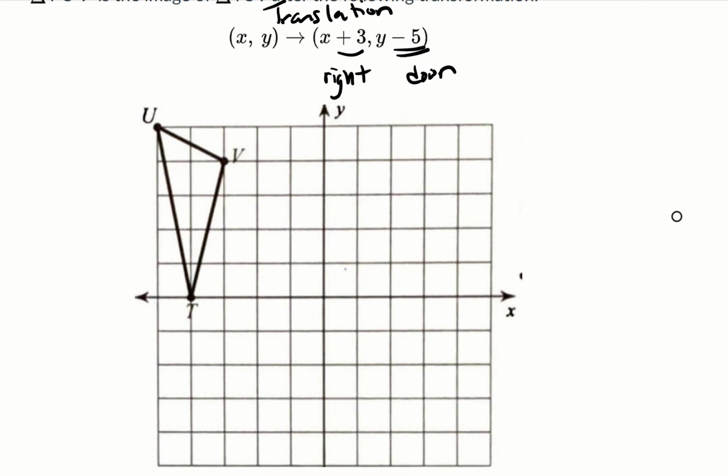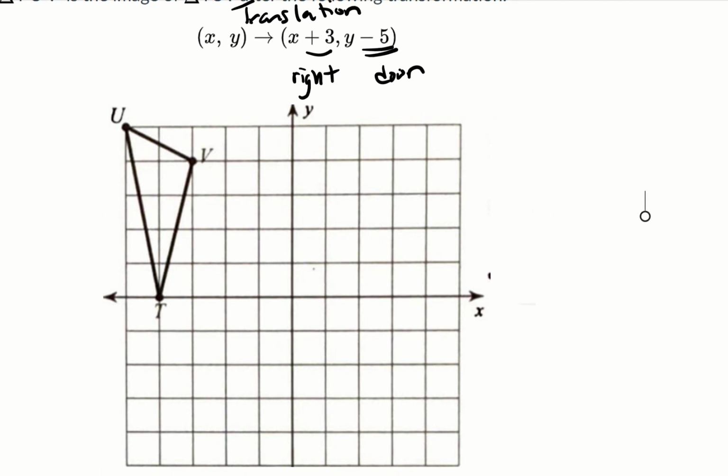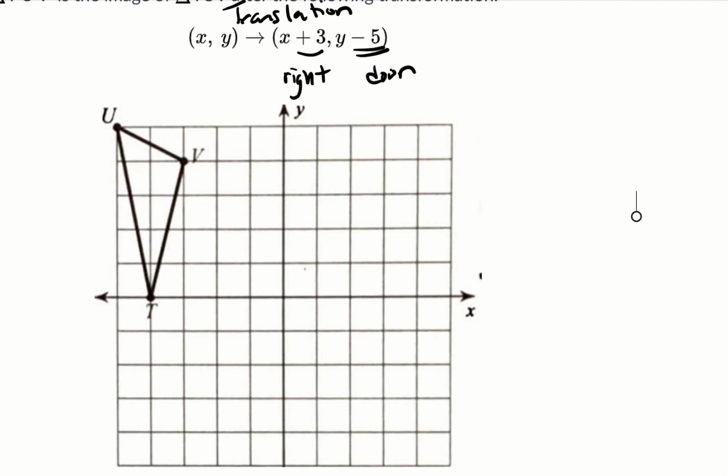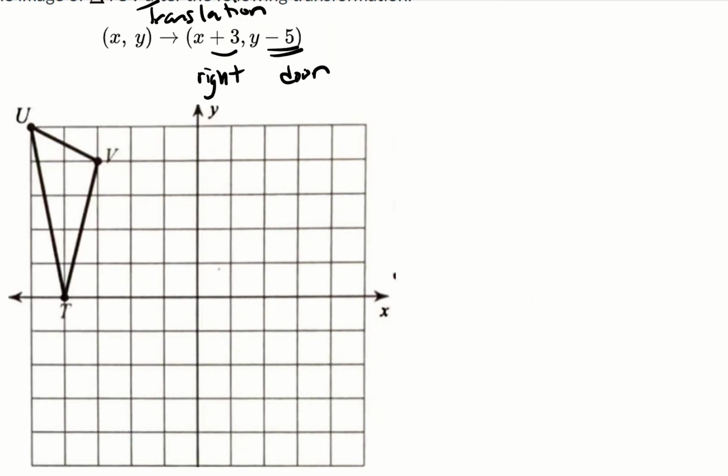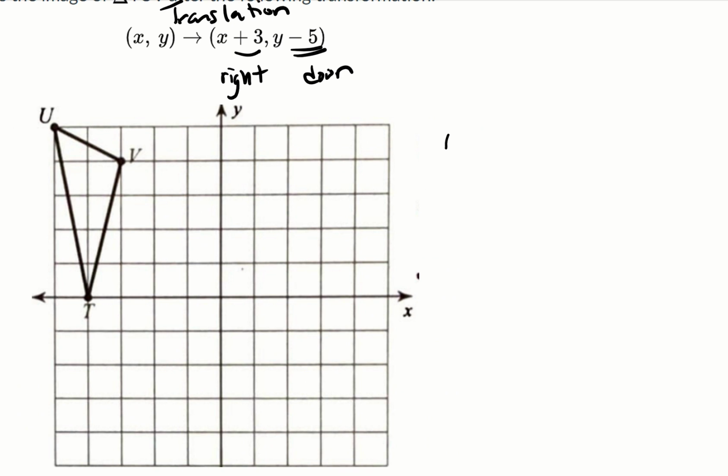And so you can transform the coordinates directly by adding to the x and y, or you can actually physically move the coordinates. So I'm going to show you how to do both ways, just so that you know how to do both ways. So let's go ahead and transform using the coordinates first, and then we'll show you physically.